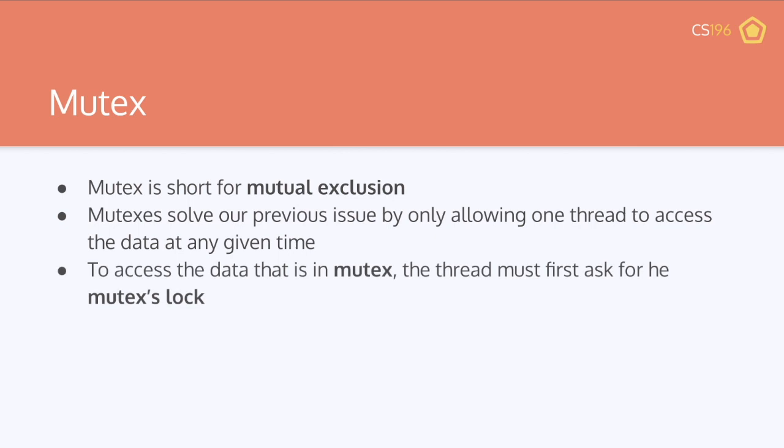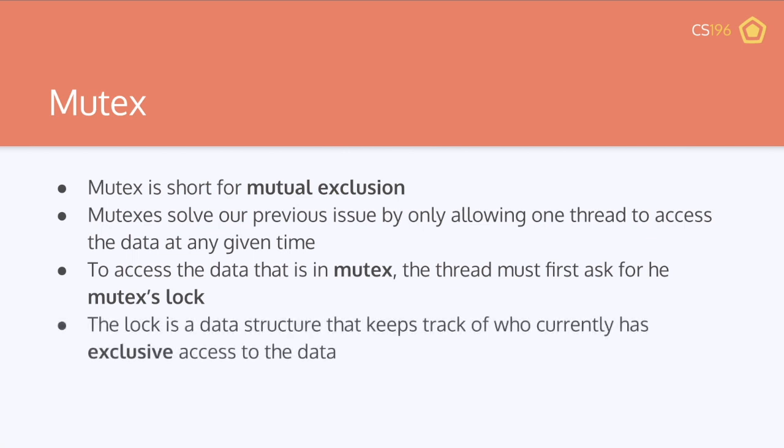So to access the data that is in a mutex, the thread must first ask for the mutex's lock. And the lock is the data structure that keeps track of who currently has exclusive access to the data. So essentially what happens is we lock our data with the mutex. Whoever has locked the mutex can access the data and read it freely. However, the other threads, when they try and get the mutex, they'll stop running. They'll block because only one person can have the mutex at any given time.